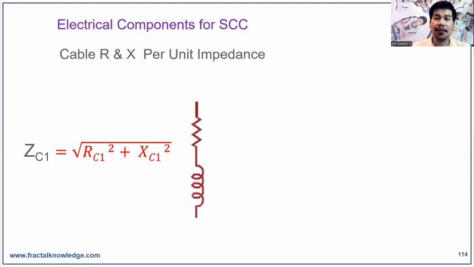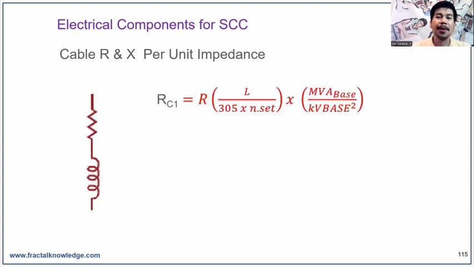Here's the per unit formula for the cable impedance. It's the square root of the square of the resistance of cable 1 plus the square of the reactance of cable 1. The per unit resistance of cable 1 is equal to R from the PEC table, closed quantity, length of the wire over 305 times the number of sets of the wire per phase kung meron, closed quantity, times open quantity MVA base divided by the KV base squared, closed quantity. So we have now a per unit value of the resistance.